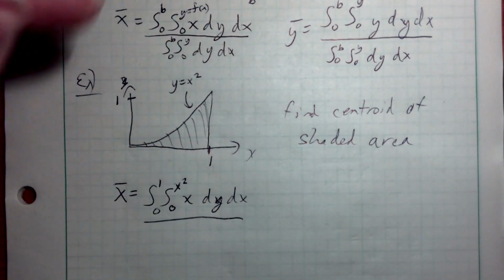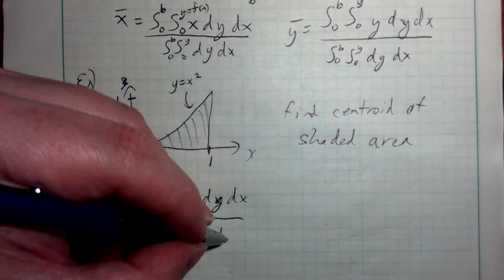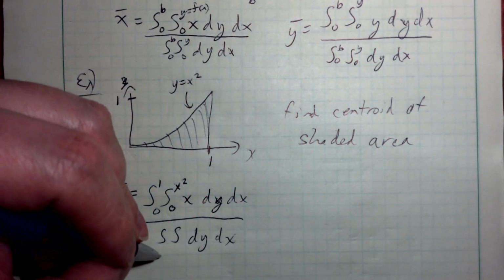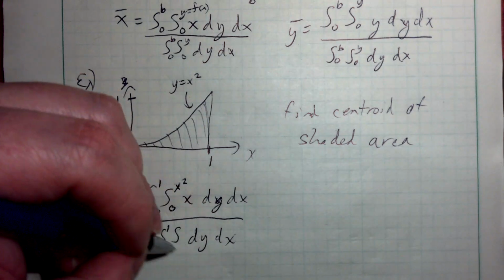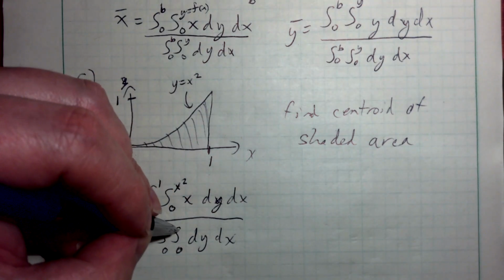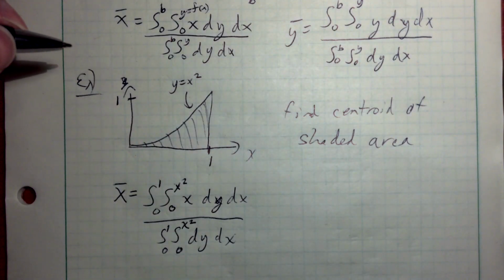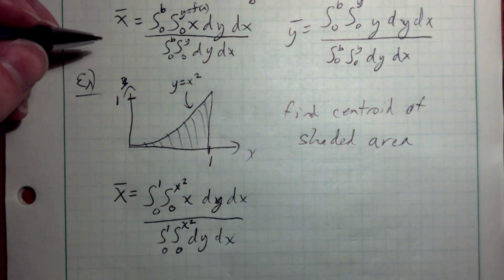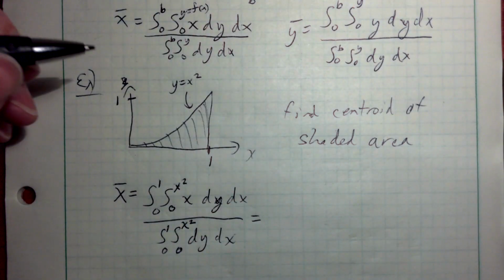And then the bottom integral is just going to be, again, the double integral dy dx. So integral dy dx. The outside integral, the limits are the same, top and bottom. The outside integral is going from 0 to 1. The inside integral is going from 0 up in the y direction up to whatever the y function is, x squared in this case. Okay, so we can work both integrals here. We'll work them simultaneously.